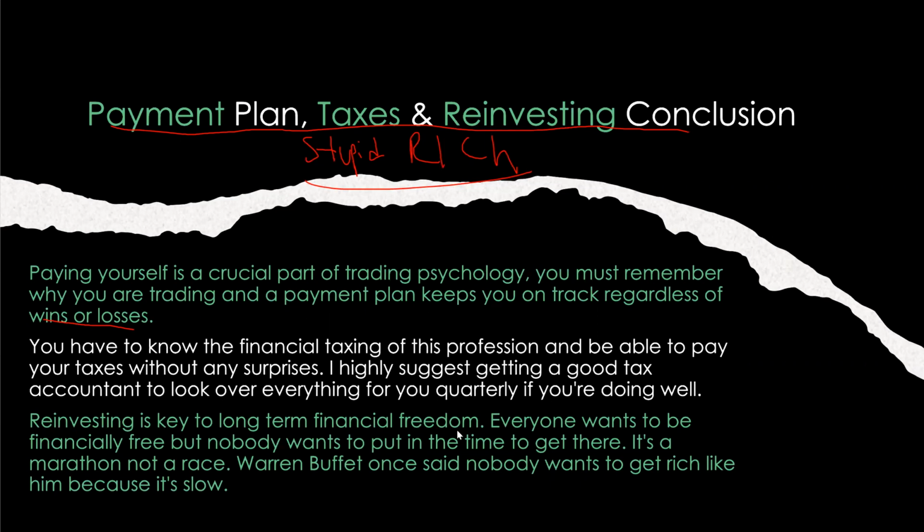Reinvesting is key to long-term financial freedom. Everyone wants to be financially free, but nobody wants to put in the time to get there. It's a marathon, not a race. Warren Buffett once said nobody wants to get rich like him because it's slow. But guess what? That man makes over $100 million a year just from an Apple dividend. That's insane. His company only goes up 1% to 2% a year compared to everything else, but his 1% to 2% is billions and billions of dollars.